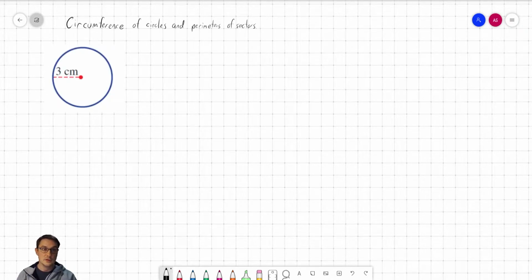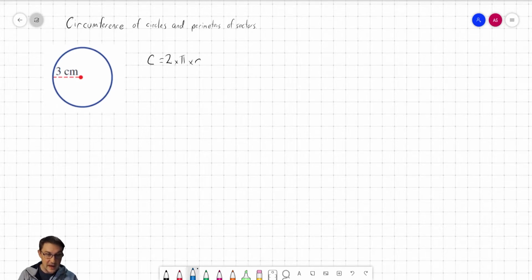Now, the formula we use when we're finding the circumference of a circle is this formula here. It's C, being for circumference, is equal to 2 times pi times r, with pi being the special number that we use when dealing with circles, and r being the radius of the circle. Now, the radius of the circle is the distance from the center of the circle to the outside edge, like we have in this first example here.